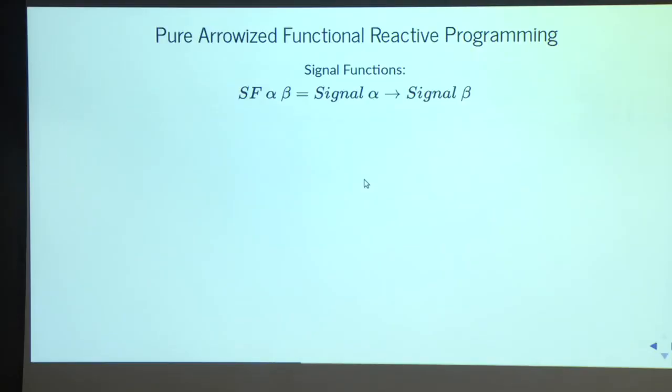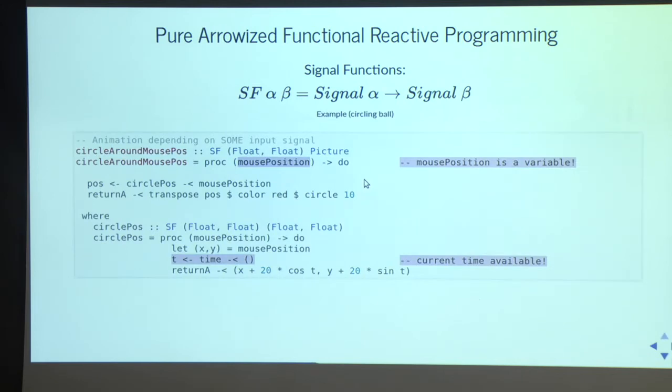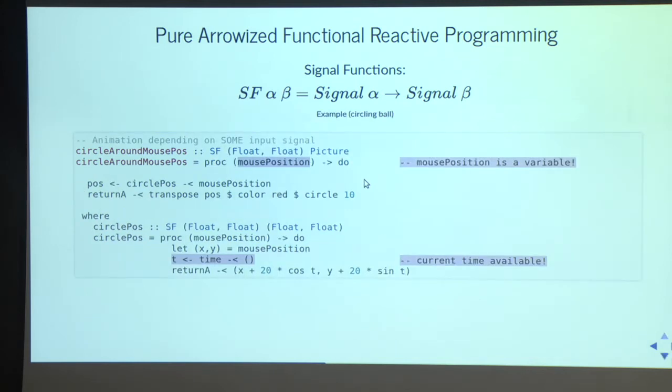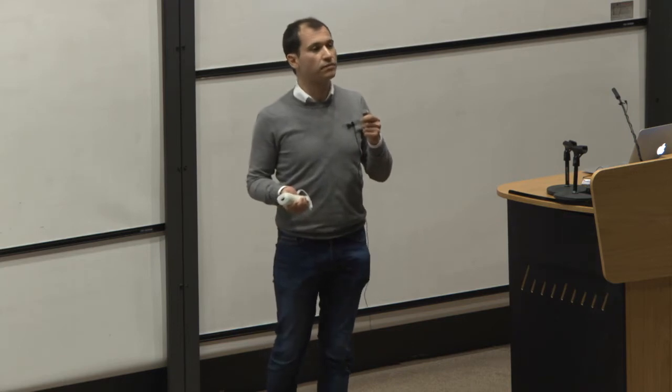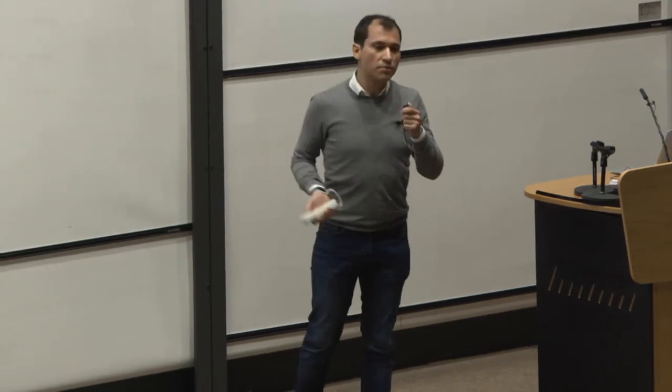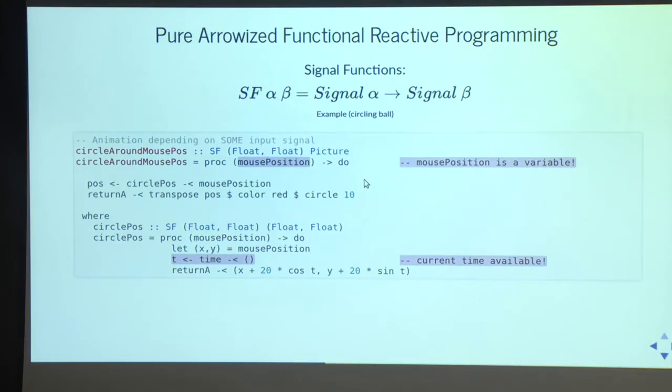And the vehicle that we use for this is arrowized, pure arrowized FRP. And the idea is that instead of defining signals, we define signal functions, which just transform signals. So this is very similar to what we had before, which is this. So here, we just make the mouse position an input signal. And based on the mouse position, we produce an output signal, which is an animation, a picture of a circle. The difference here is that the mouse position is a variable. We could call it whatever. It doesn't matter. It doesn't actually come from the outside world yet. So there is just a variable. And we still have access to time.